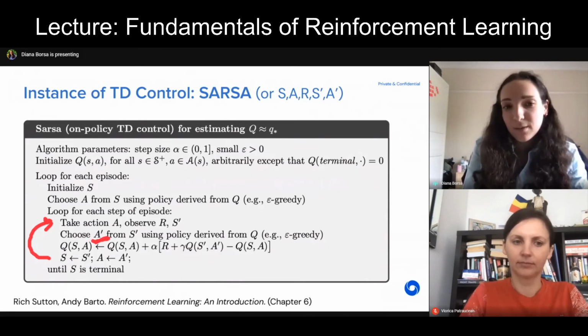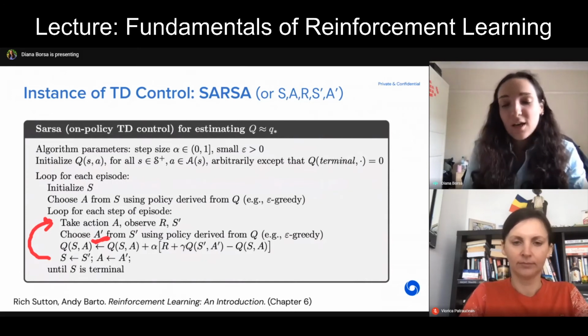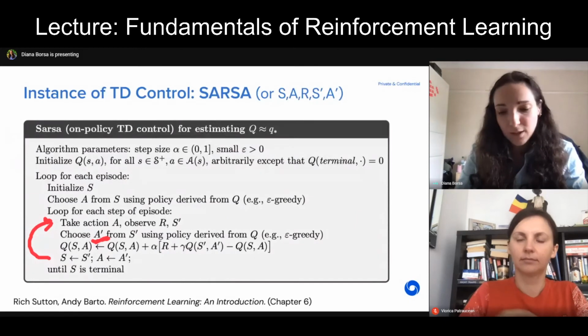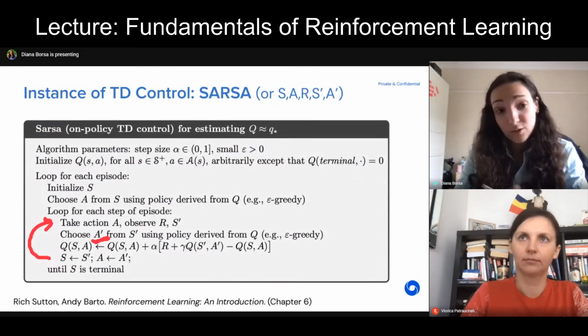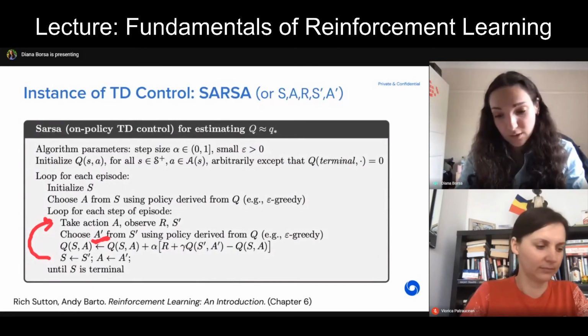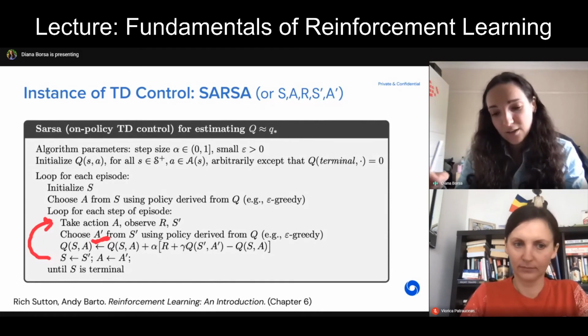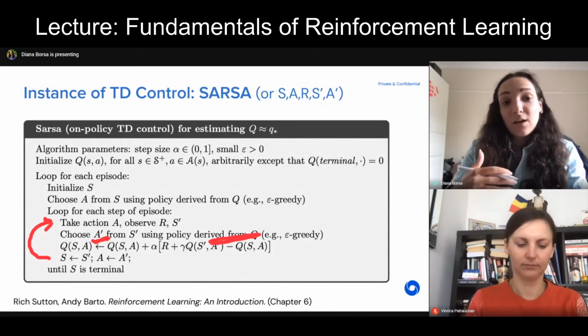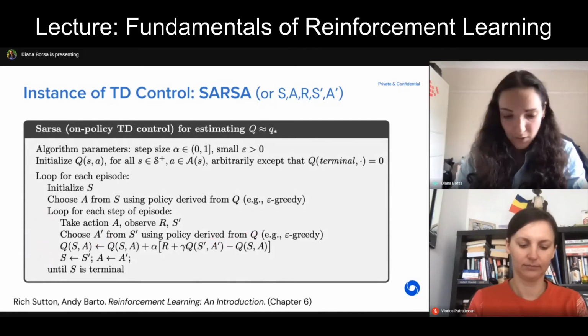This speeds up things quite considerably, and also tabular SARSA, so no function approximator, converges to the optimal value function if the policy is greedy in the limit of infinite exploration. So mild conditions, but you still have to get to all the states and actions, and this policy that we're deriving here has to be, in the limit, greedy. Okay.